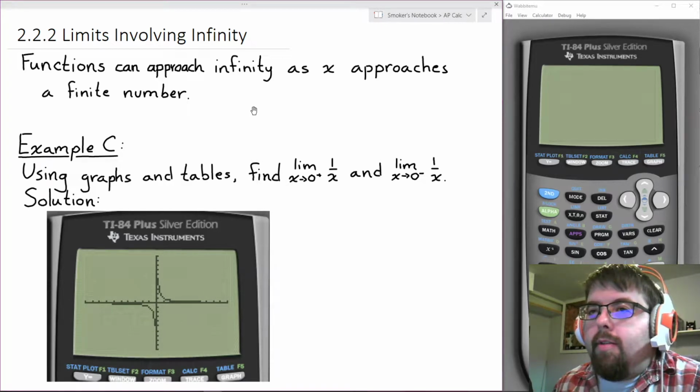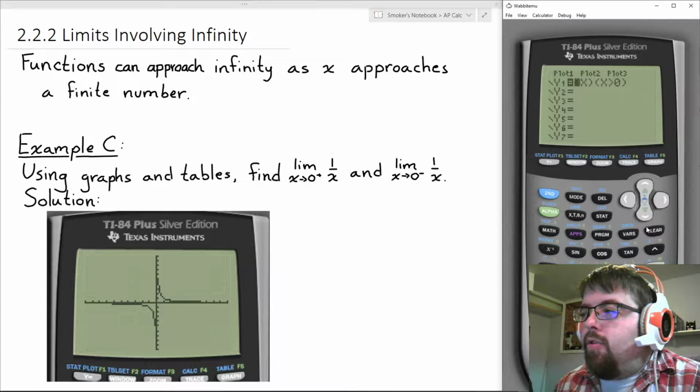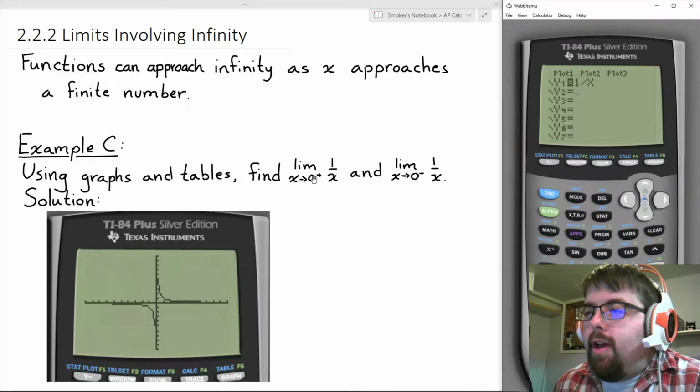So in the first part of this section, we talked about limits as x approaches infinity, as x approaches positive infinity, and as x approaches negative infinity, that being as x goes very far to the left for negative infinity, and as x goes really far to the right for positive infinity. In this part, we're going to look at what happens when x approaches a number, but the answer we get from that limit is infinity.